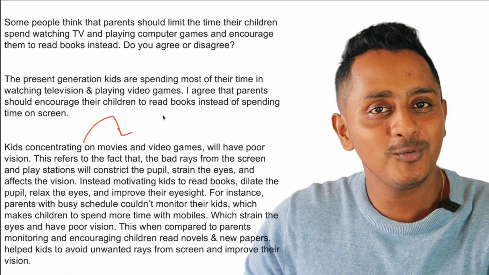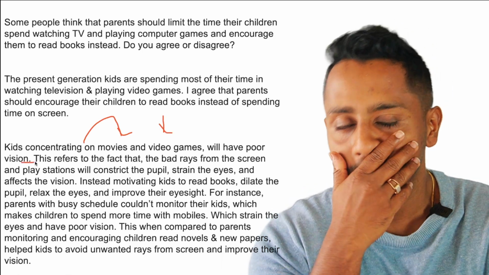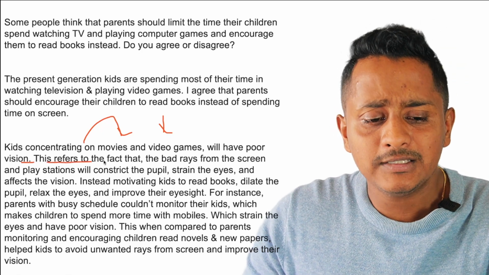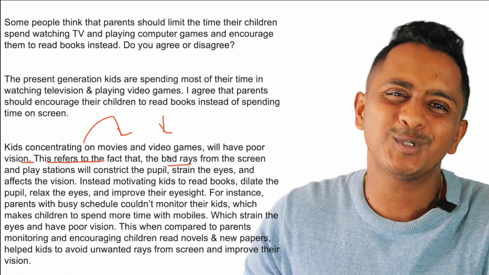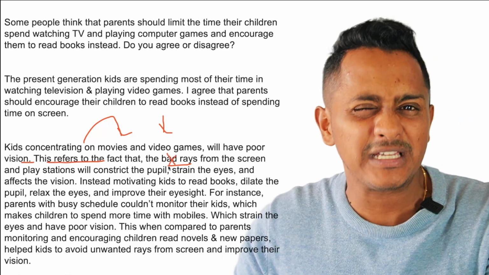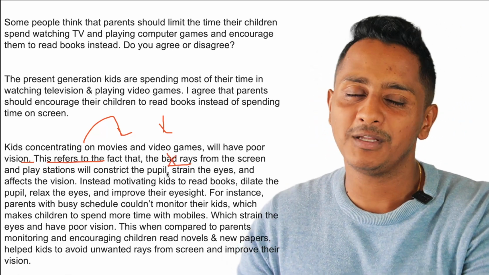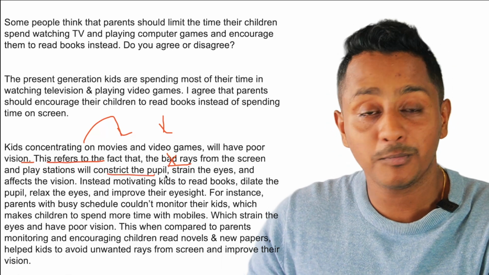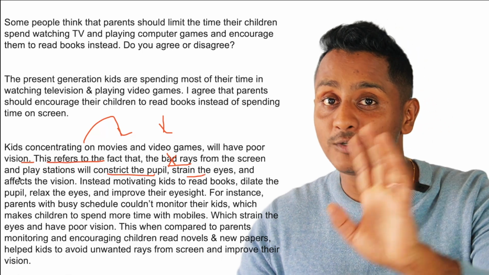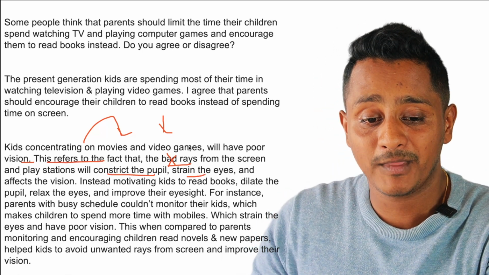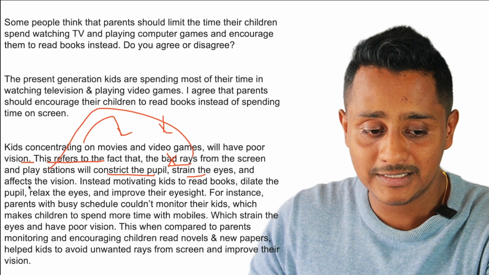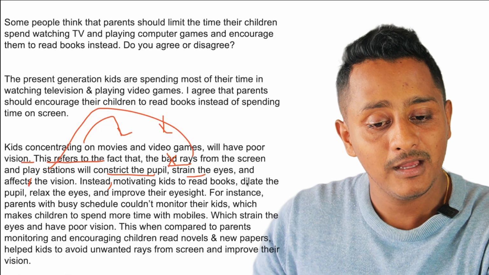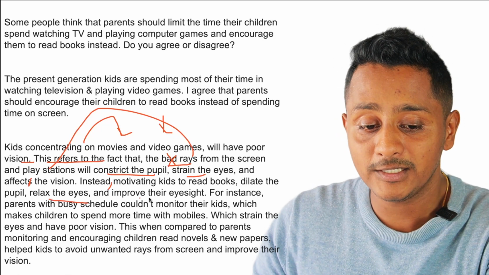Para 2. Kids concentrating on movies and video games will have poor vision. Okay, makes sense. Not a bad idea at all. This refers to the fact that the bad rays, probably a better word, harsh rays or harmful rays could have been a much better word, from the screen and PlayStations will constrict the pupils, strain the eyes, I bet he is a doctor, and affect blue rays. Affect the vision. Instead, motivating kids to read books, dilate the pupil and relax the eyes and improve their eyesight.